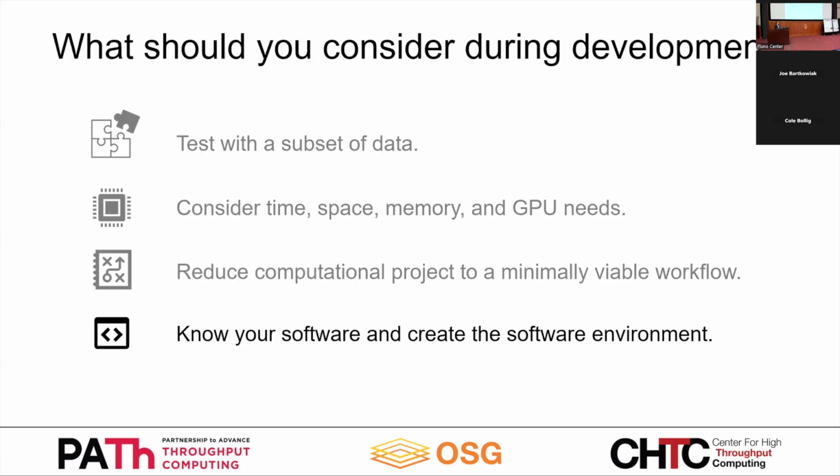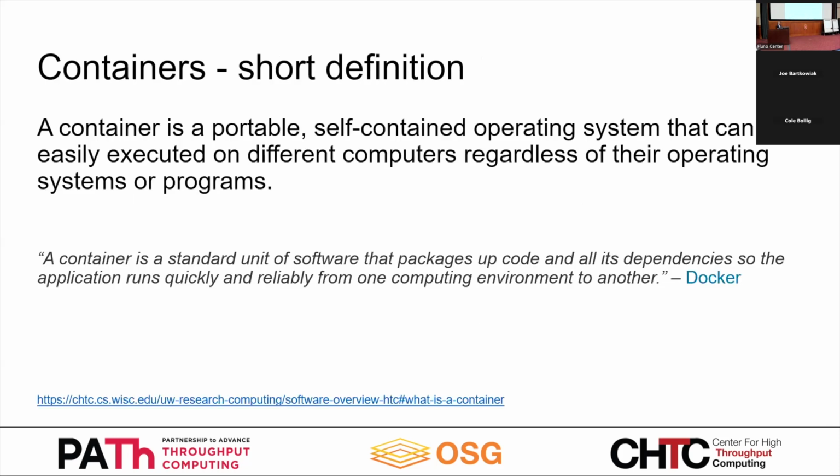And then the last step is to know your software and create the software environment. This is kind of a transition step between moving from your laptop to our high throughput computing systems. In this step, obviously you need to know your software, what you're using. So Ian's using Python with a couple of packages. And he asked me, how can I put this on the Open Science Pool? How do I get my software working? Can you install it for me? And the answer is no, I'm not installing your software, but you can install it yourself with containers.